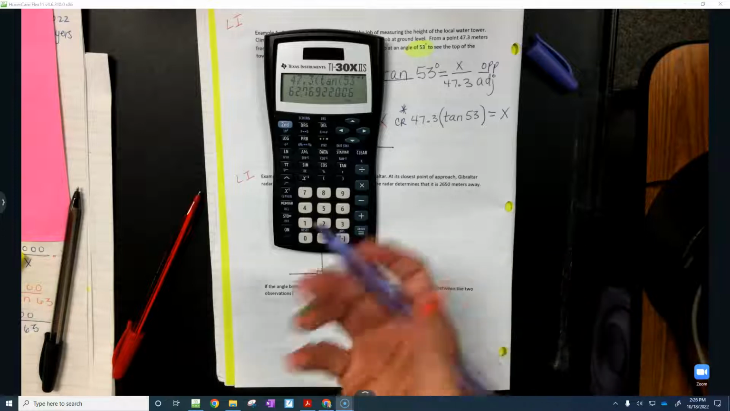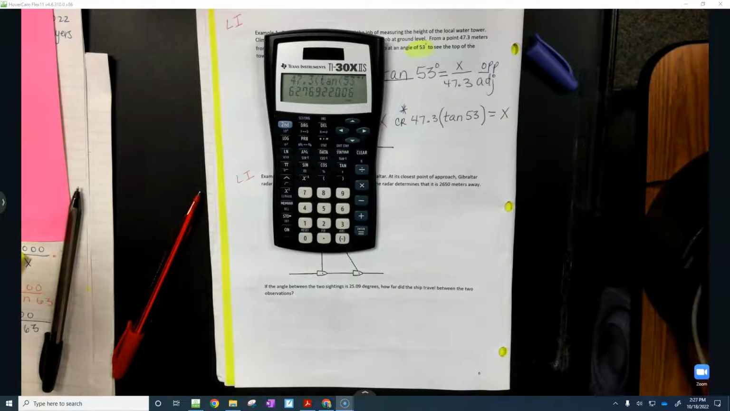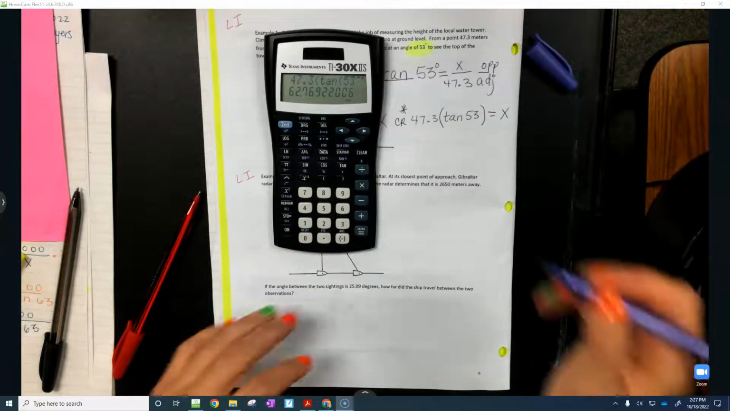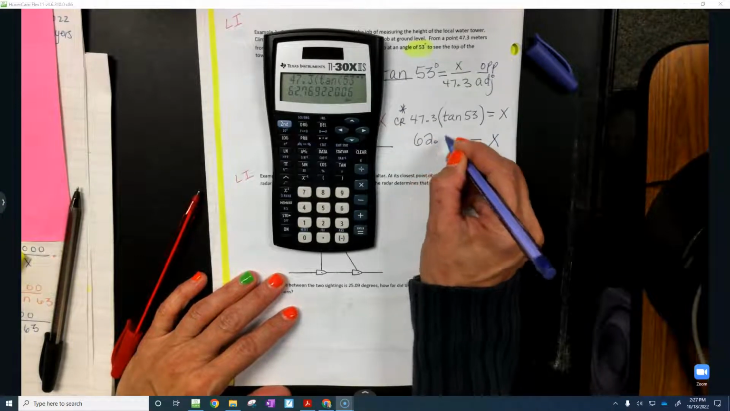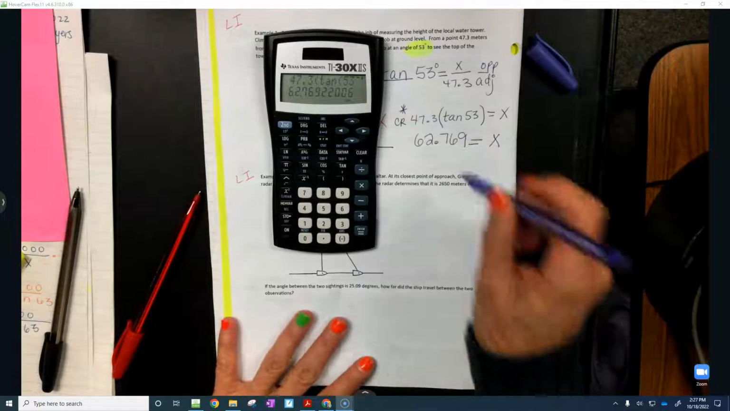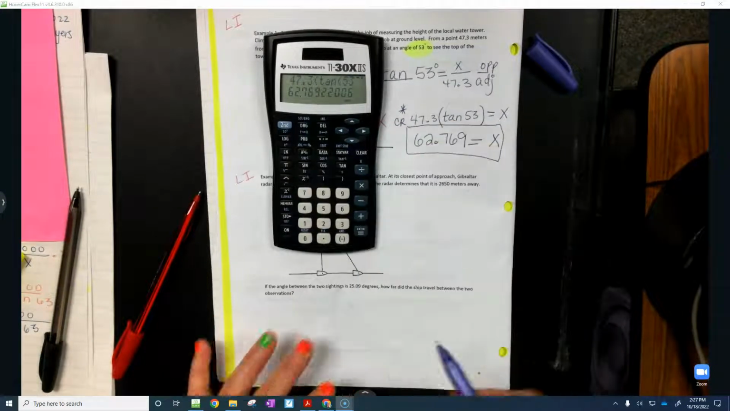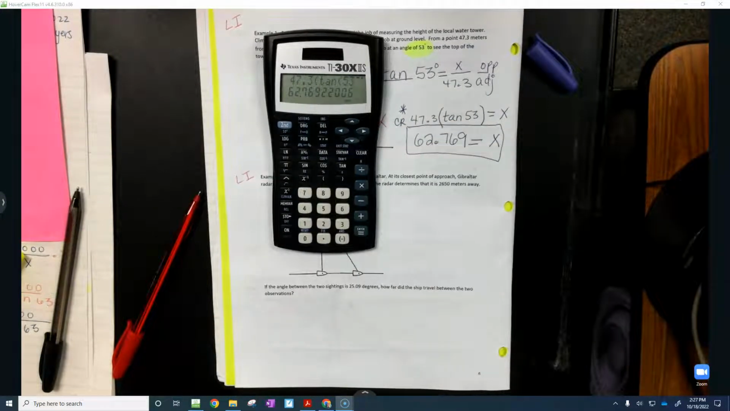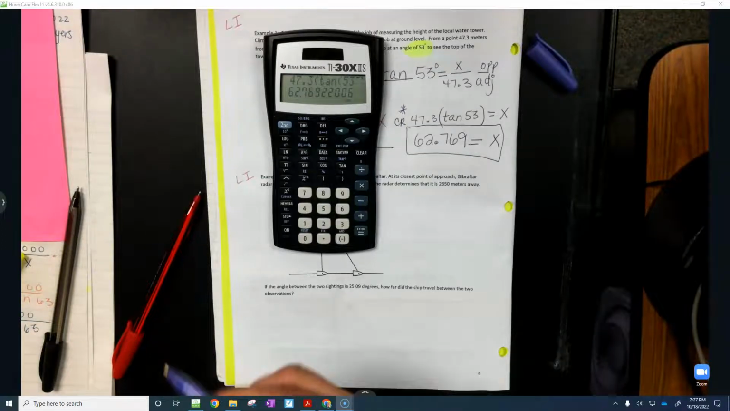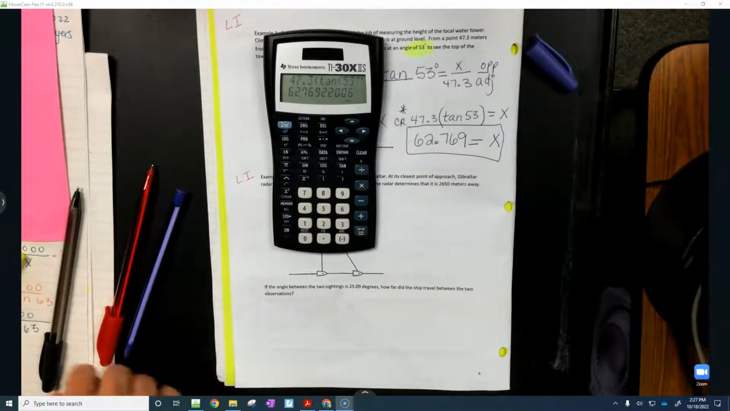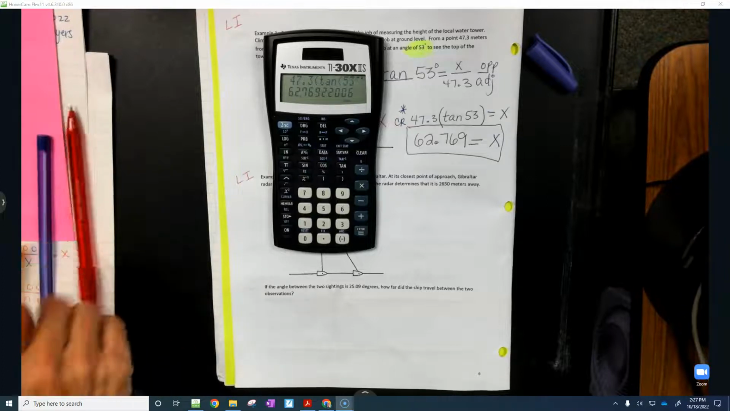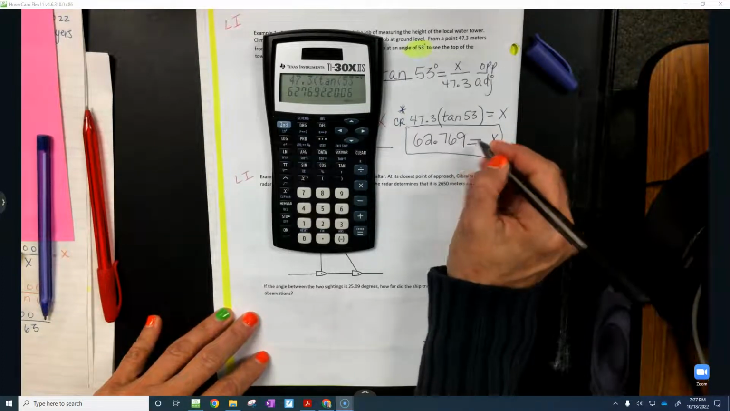How tall is the water tower? Is it 62.769 or 62.77? 769 is the magic number. So it is 62.769. Let's try that again. Yes, three digits, yep, unless the calculator simplifies it where it's not rounded. Yes, it's meters.